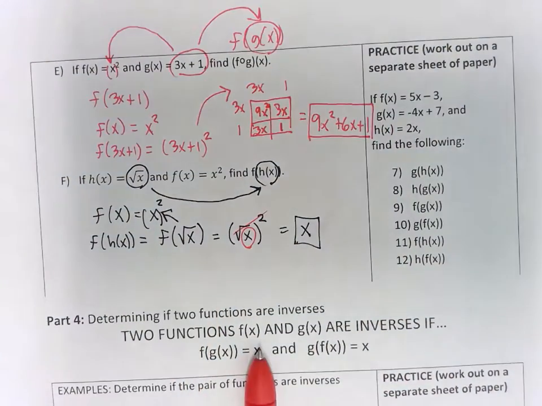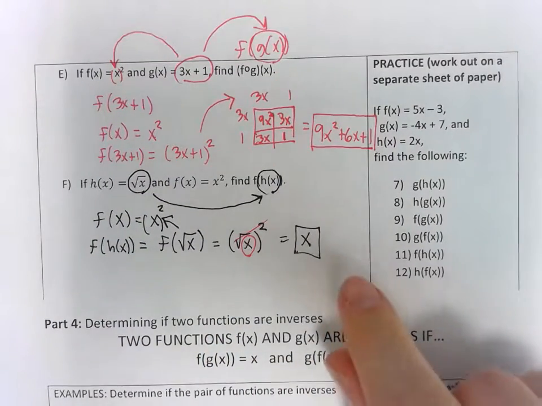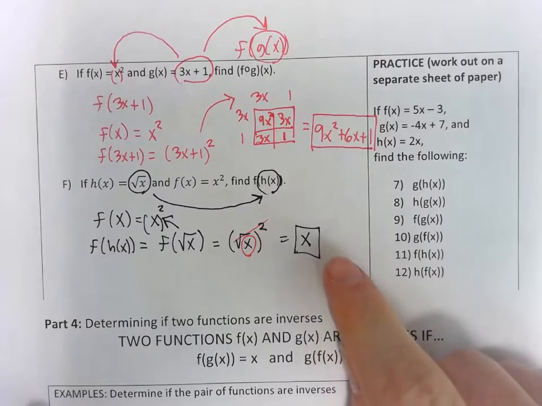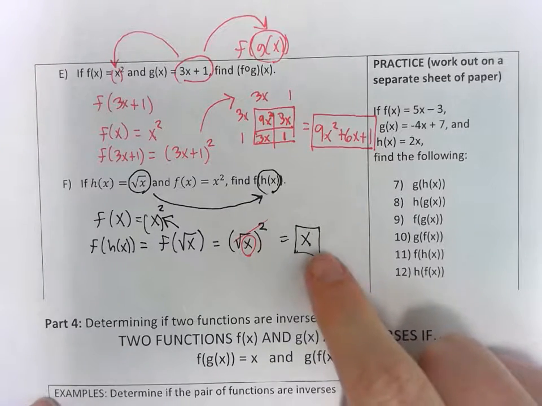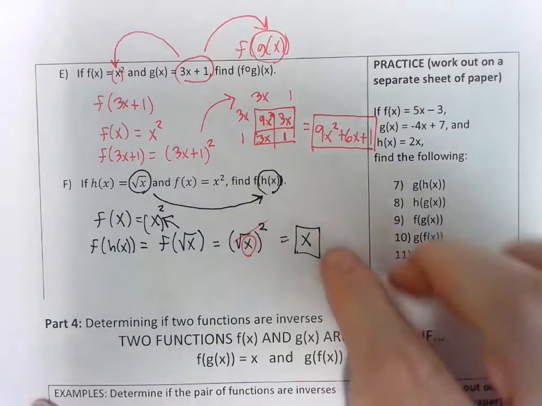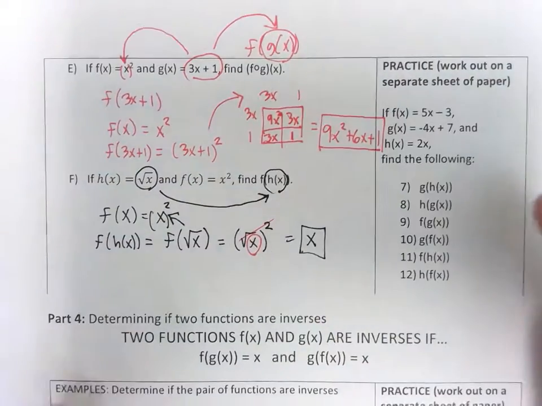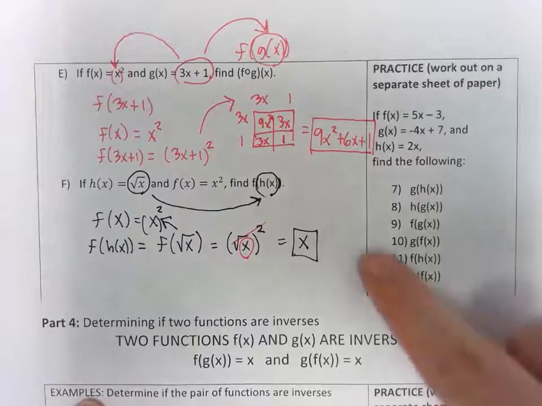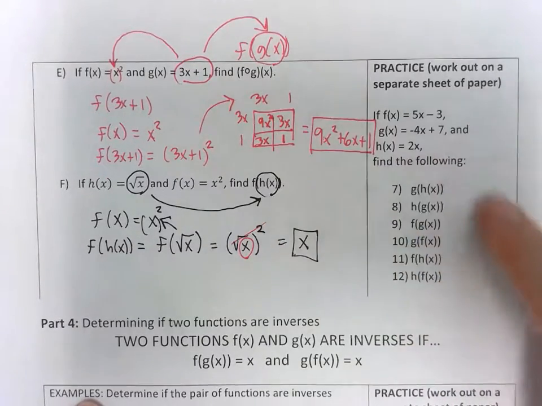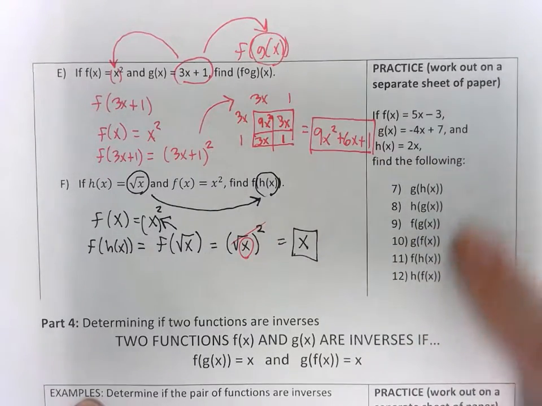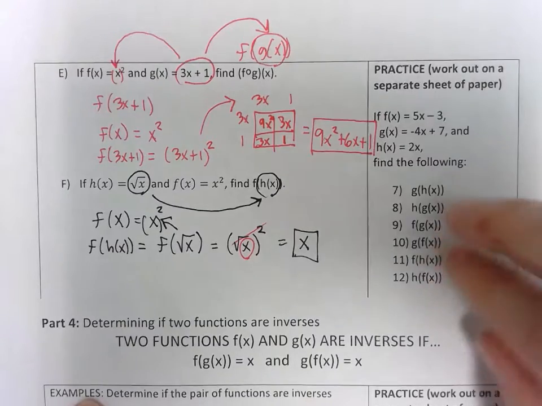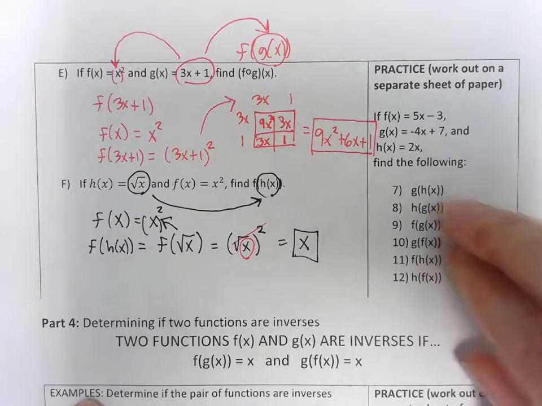Now that's a good segue into what we're going to be doing next. Hopefully we'll talk about that in the next video. But what you want to do now is take a few minutes and practice 7 through 12. You can check your answers with the teacher, with me, and we'll see if you're on the right track, and then we'll move on to part 4.